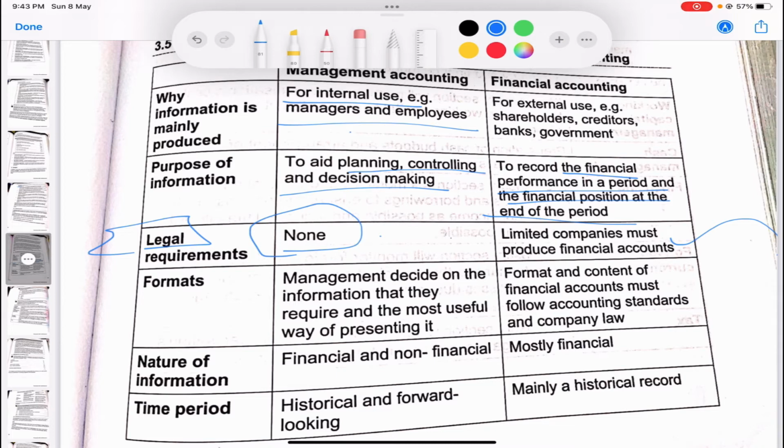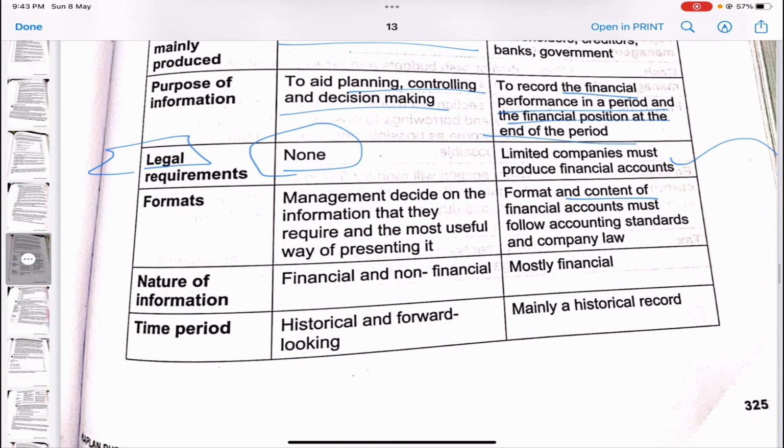So, what are the formats? So, we know that financial accounts must follow a certain format and content and follow accounting standards and company law. But management accounting, management decides on the information that they require and most useful way of presenting it. So, how to present it? What is the nature of information?